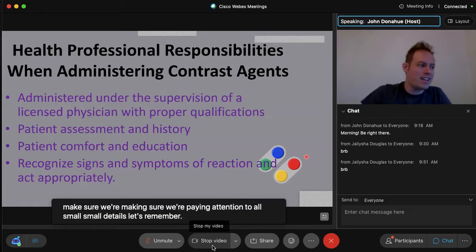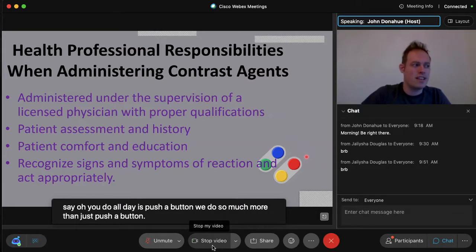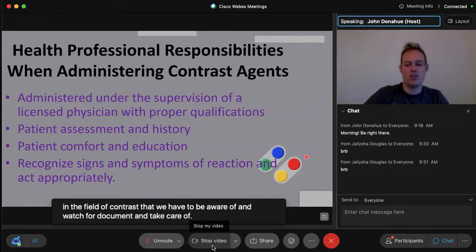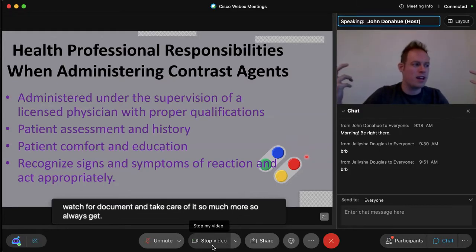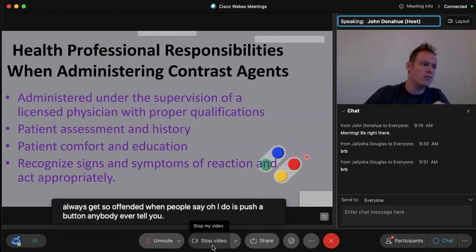I mean, like I've said before, people always try to stereotype us as technologists, say, oh, all you do all day is push a button. We do so much more than just push a button. If we're just talking about contrast, period, there's so much just in the field of contrast that we have to be aware of and watch for and document and take care of. It's just so much more. So I always get so offended when people say all I do is push a button. Don't let anybody ever tell you that. You're not a button pusher. You're so much more than that.